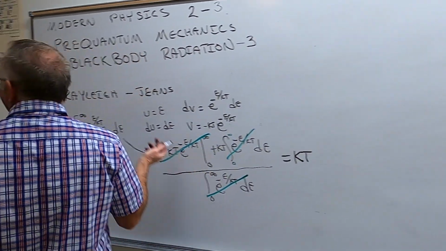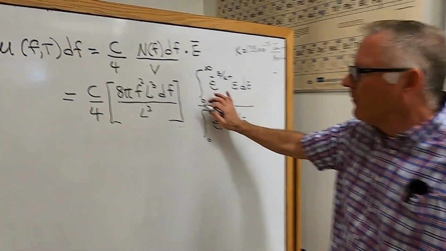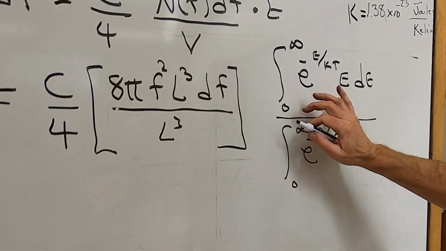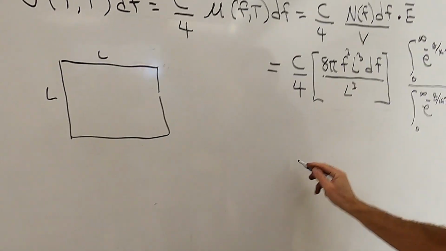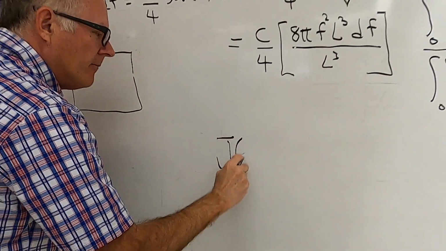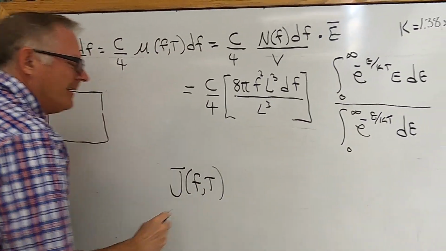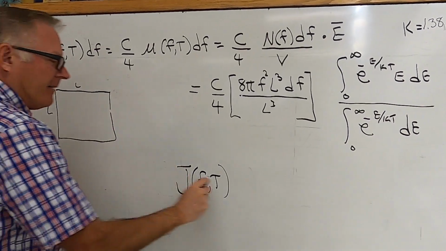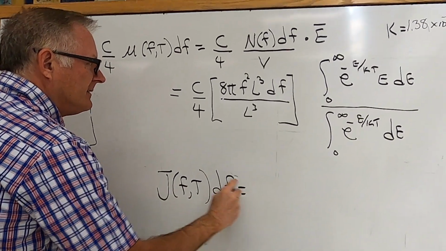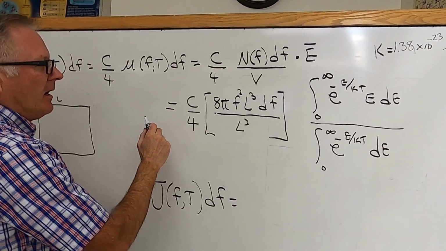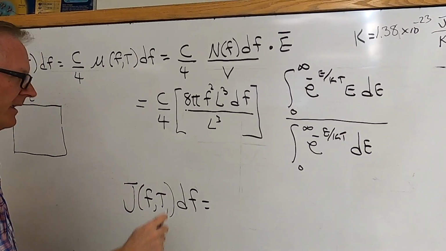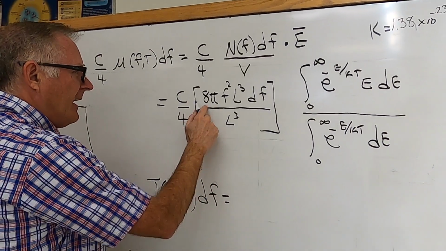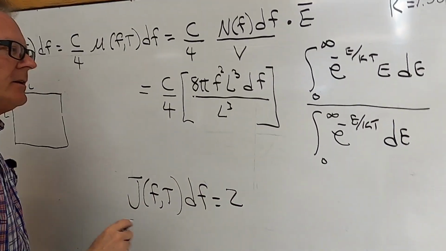Okay, so now we can take that kt, plug it back in over to here. And so what this whole thing becomes, this j, we might as well just write it right here. We get j of f, t, df is equal to c, we end up with 8 over 4, that's 2 pi.